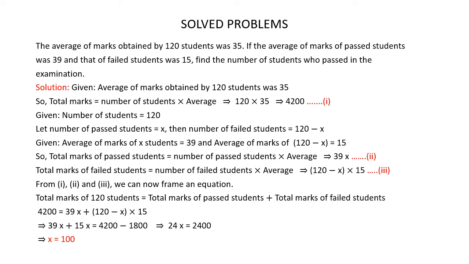On solving this, we get 39x plus 15x is equal to 4200 minus 1800. So 24x is equal to 2400. This means x is equal to 100. So the number of students who passed in the exams is 100.